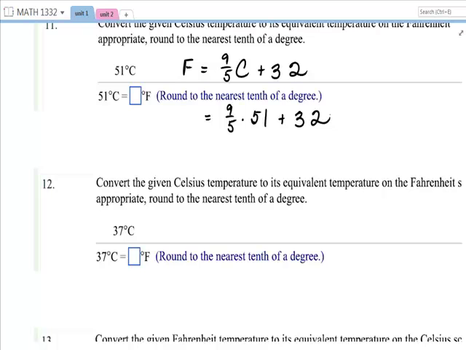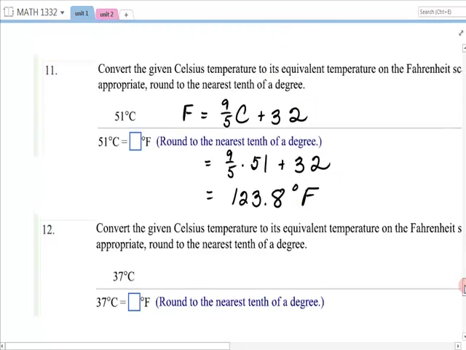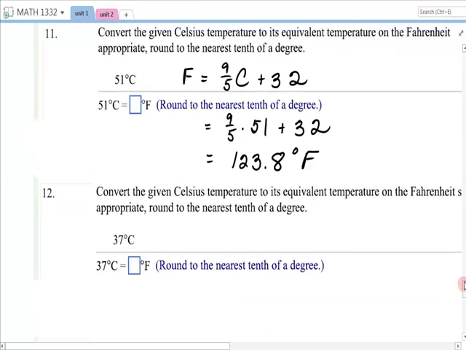Whoops, I don't even know which problem I'm on. Oh, I got 123.8. This is degrees Celsius. Degrees Fahrenheit. Did I write the wrong thing on that? No, I was okay. So it's 51 degrees Celsius. Oh my goodness. We can't survive in that outside. 123 degrees. Maybe in some deserts it gets that hot.